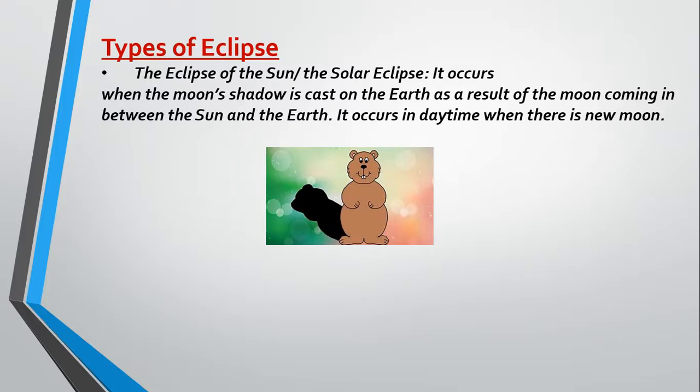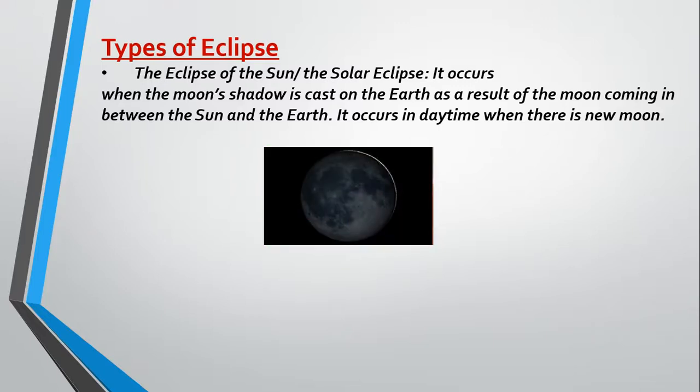How does new moon look like? You can see from the picture below how new moon looks like. Remember, new moon does not produce light, does not shine. So that's the meaning of new moon. It is the phase of the moon when it does not receive light from the sun. That's when you have new moon.